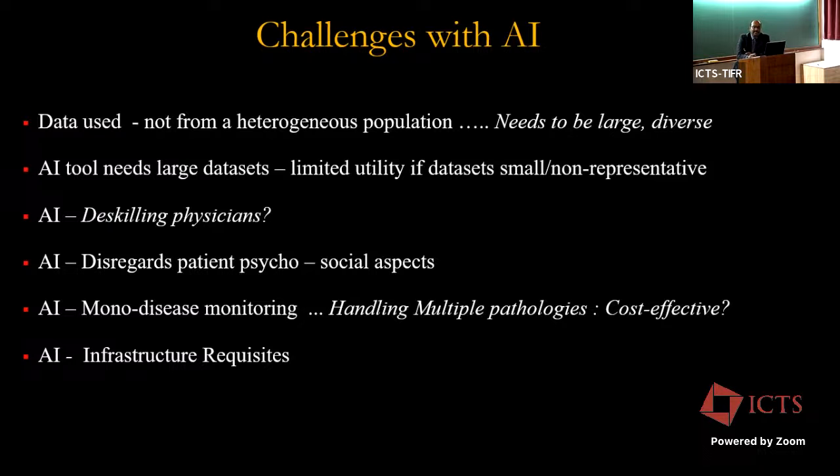AI models which are there currently are good for single disease or mono disease monitoring. But handling multiple pathologies, you need multiple AI models working simultaneously, looking at the effect of various diseases on that individual. For example, if a patient comes in with just diabetes, then it's fine. But if he has diabetes, nephropathy, hypertension, cardiac disease, you'll have to have multiple AI models syncing and merging with each other and working together. So how cost effective would that be? And of course, there are always infrastructure requisite questions.